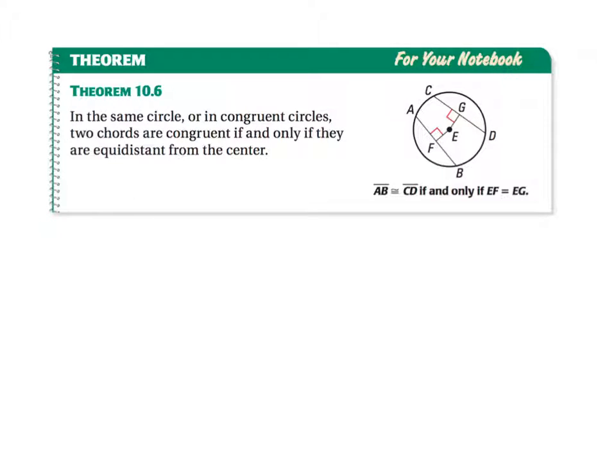To start, if I know that chord AB is congruent to chord CD, then I know that the distance from the chord to the center is equidistant to the center of the circle. And remember, if I'm talking about the distance from a line or a segment to a point, it has to be the perpendicular distance. So once again, if AB and CD are congruent, then I know that the distance from E to F and E to G is congruent as long as it's perpendicular. I also know it the other way around. If I know that these two segments are congruent, then I can conclude that the chords are going to be congruent. We'll see this theorem put to use in the next example.